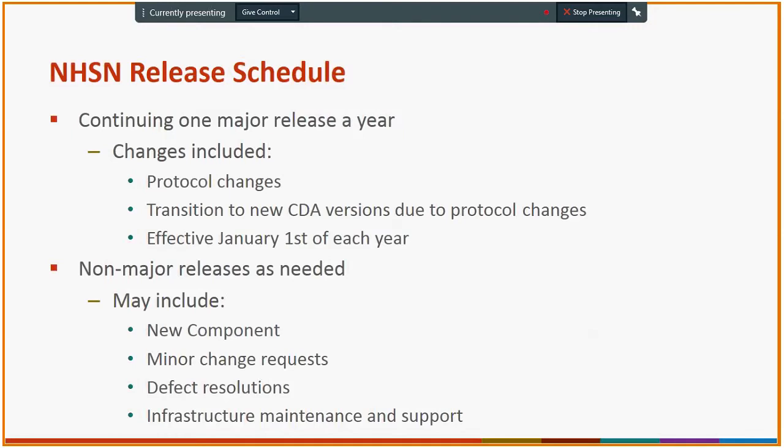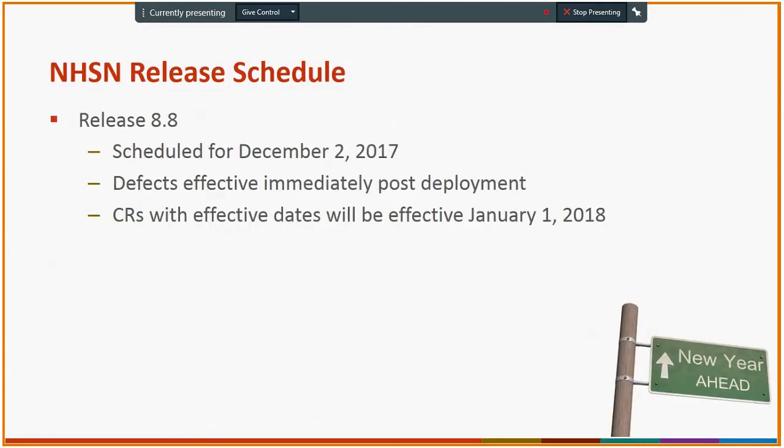Starting with some brief announcements about our release schedule, we are going to continue one major release a year, as in years past. Our efforts will be to have this release go live around January 1st, 2018, and this will include all of the NHSN surveillance protocol changes that go into effect with the new calendar year, and also to transition to the new CDA versions that are due in part to the protocol changes themselves. In addition, 3 scheduled non-major releases a year may include minor defect resolutions, minor change requests, and infrastructure maintenance and support. If you go to the next slide.